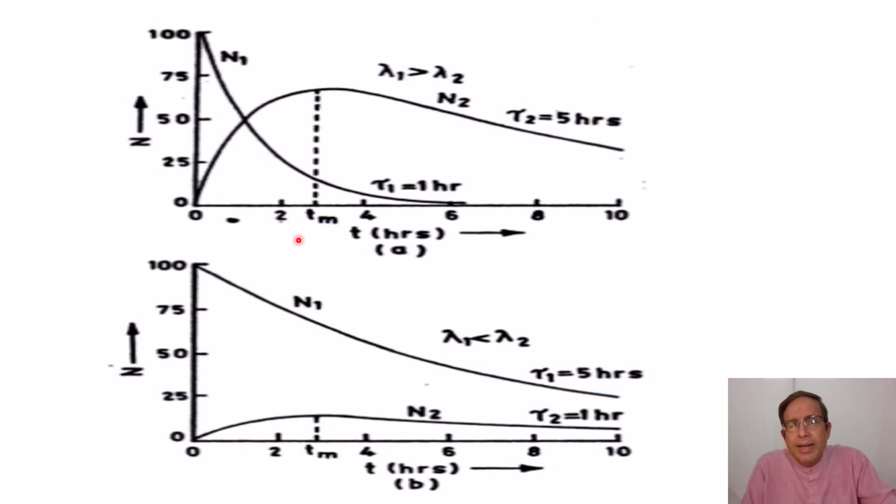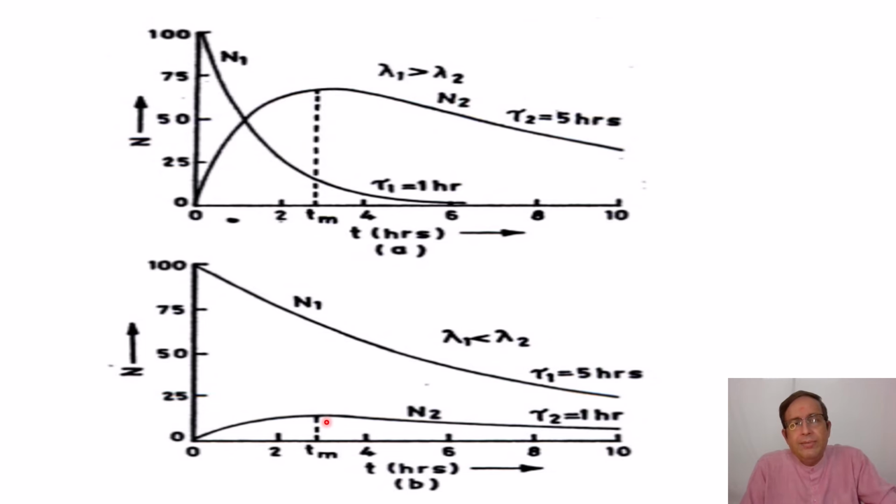If you do that exercise, you will be able to get the T maxima by differentiating N2 with respect to time, and of course after this you equate the first derivative equal to 0, and you will get the value of Tm. This I leave you as an exercise.